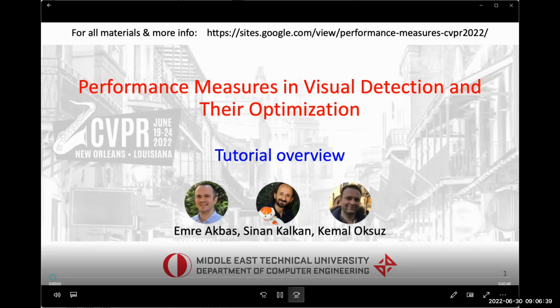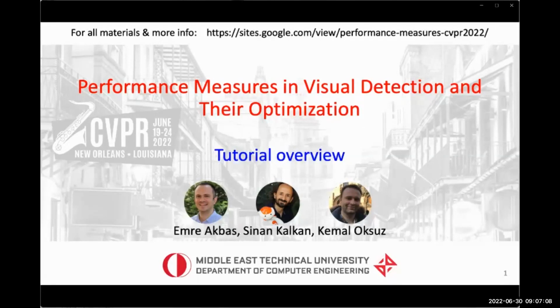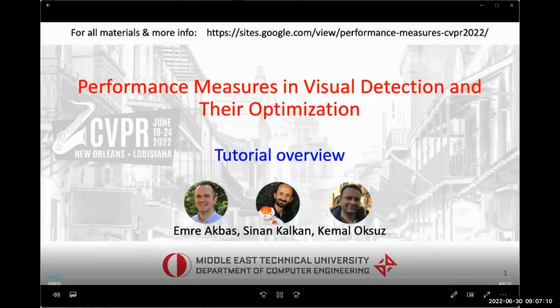Hello everyone, welcome to our CVPR 2022 tutorial on performance measures in visual detection and their optimization. We are 3 researchers from the Department of Computer Engineering, Middle East Technical University. My name is Emre Akbaş and I will be giving the first part of the tutorial. My colleagues Sinan Kalkan and Kemal Öksüz will be delivering the second and third parts of the tutorial. Before starting the first part, let's take a brief overview.